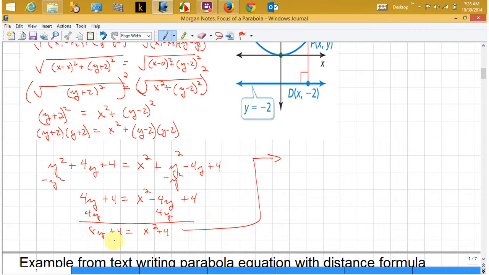If I subtract 4 from both sides, I get 8y is equal to x squared. Now divide both sides, or we could take both sides times 1 over 8 to get rid of the 8 here that's a numerator. Now I end up with y is equal to 1/8 x squared.